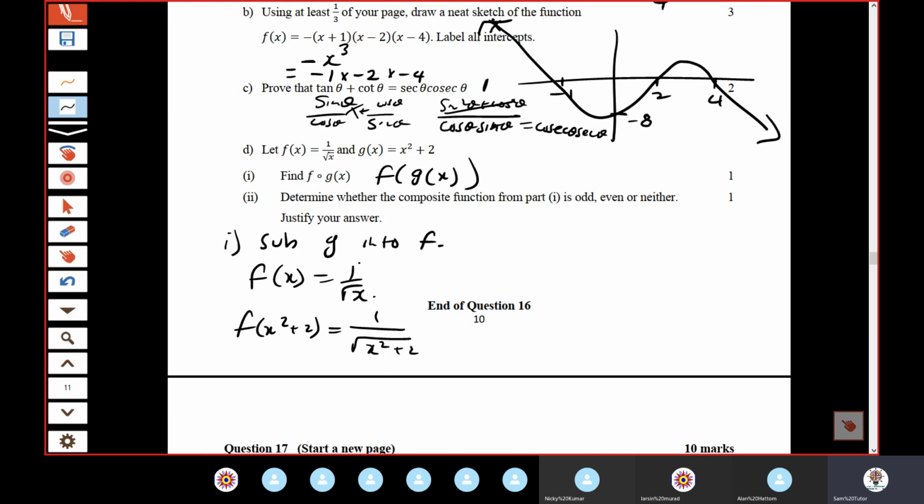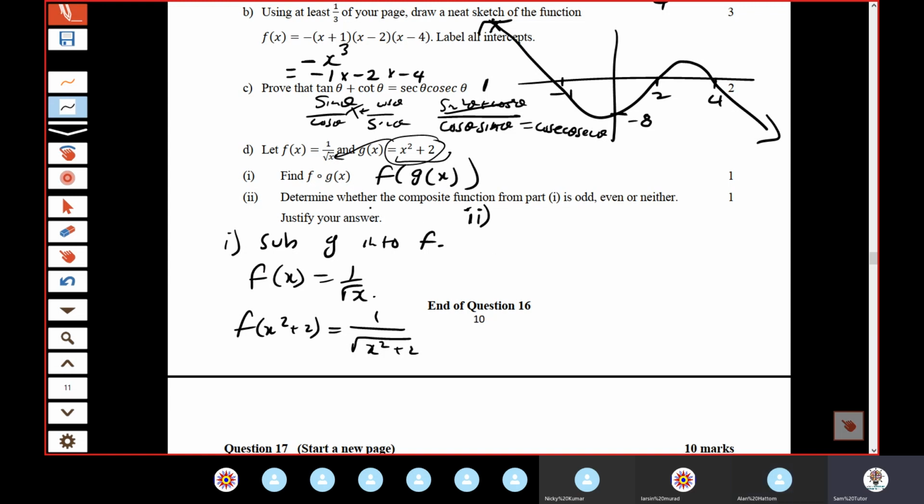Anyone have any questions for this one? Sub this into this, and it should look like this: 1 on square root x squared plus 2. Right, no questions there?